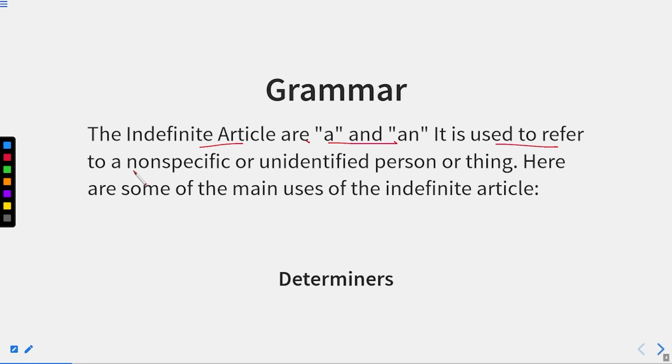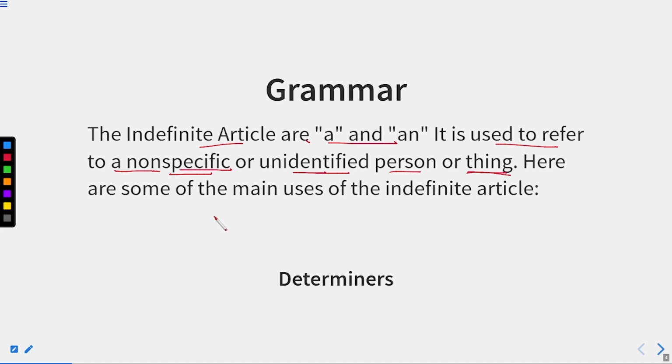It is used to refer to a non-specific or unidentified person or thing. For example, if I say, "There is a boy." Now, a boy can be any boy. I'm not talking about a specific boy over there. So, a boy can be any boy, that is not identified, that is not specific. So it refers to a non-specific or unidentified person or thing.